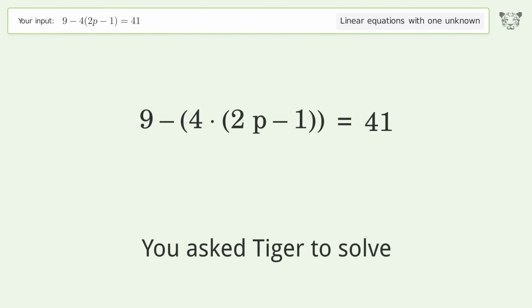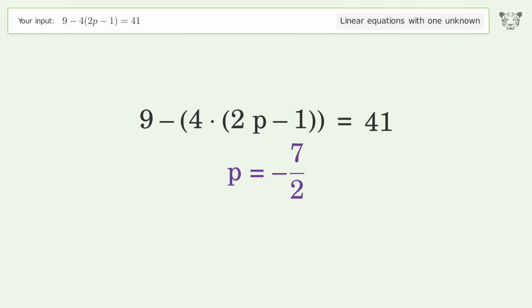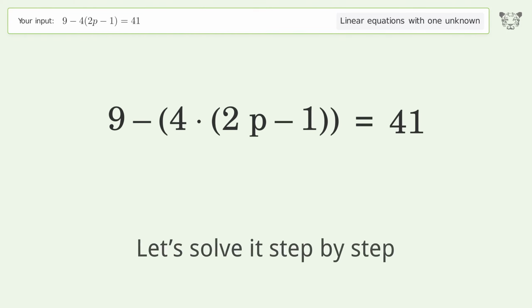You ask Tiger to solve. This deals with linear equations with one unknown. The final result is p equals -7/2. Let's solve it step by step.